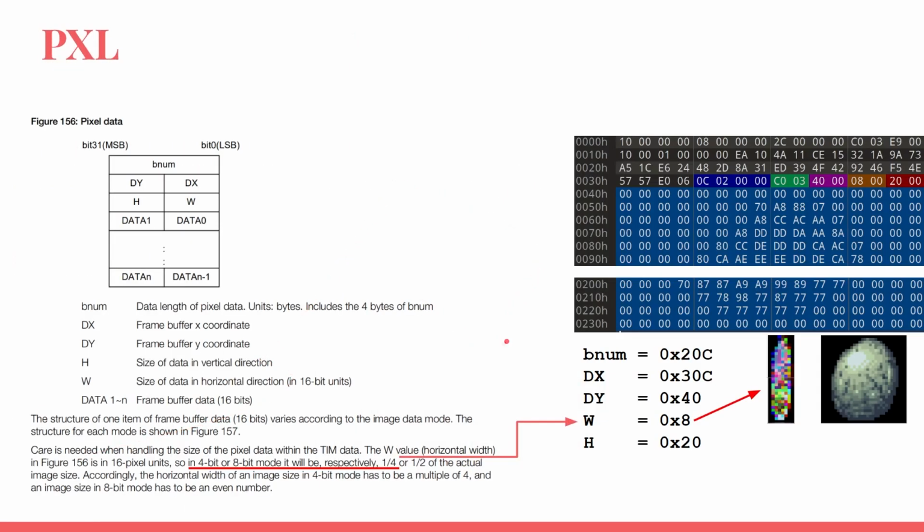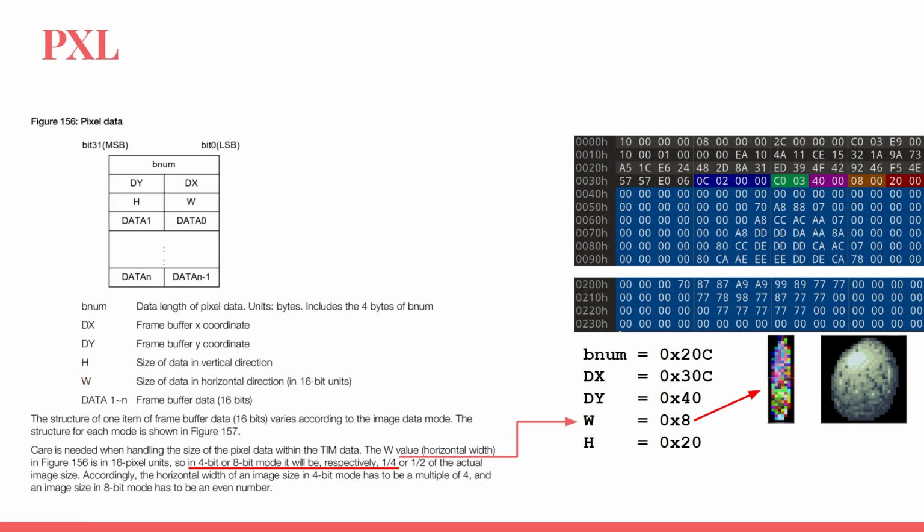So after the CLUT data comes the pixel data, the PXL data, which is the actual image data itself. Once again, it starts with one word that tells us how big this section is, the data length. We call that bnum again. And then once again, we have frame buffer coordinates for where this image is going to end up in VRAM. After that, we have width and height again, and then the actual data. So very similar to the previous section. It's very similar because they are essentially the same thing. A color palette is just as much of an image as the actual image is.